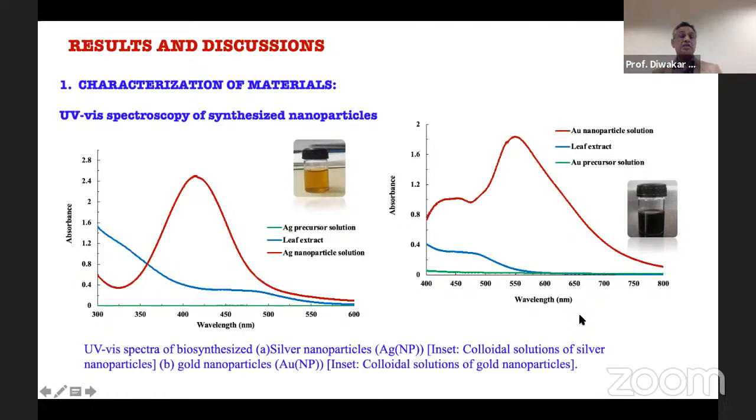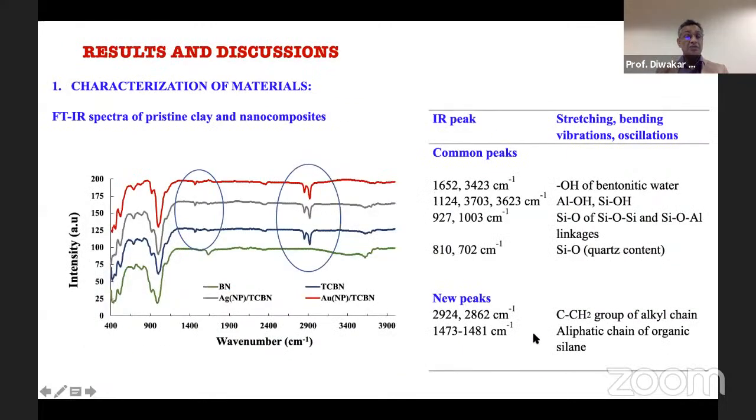So these are the results and discussions I would like to briefly discuss here. This is the UV visible spectra that we obtained for the silver or gold nanoparticles. You can see that the characteristic peak is obtained somewhere in the visible region, which shows that the formation of silver or gold nanoparticles took place. And these are the different materials: the bentonite, the composite material in which the bentonite has been grafted with the silane, and then the silver and gold nanoparticle based nanocomposite materials, and the IR peaks that we obtained here.